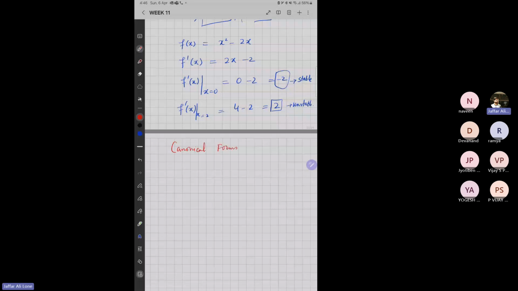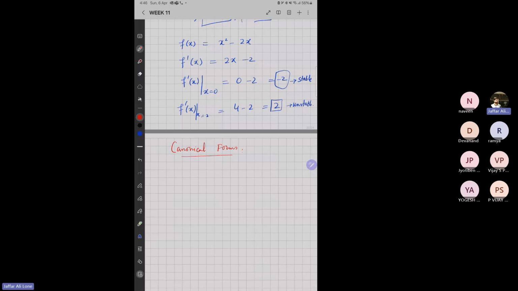Canonical forms. So we have less time, so just go through the lectures where it's defined and explained in detail, but I'll do one problem for which I'll write canonical forms, be it controllable canonical form, observable canonical form, or diagonal canonical form, right?